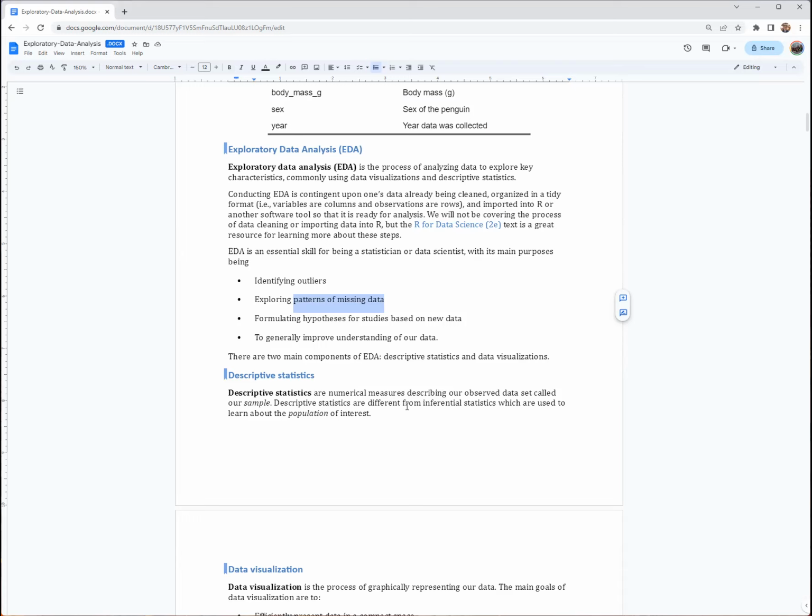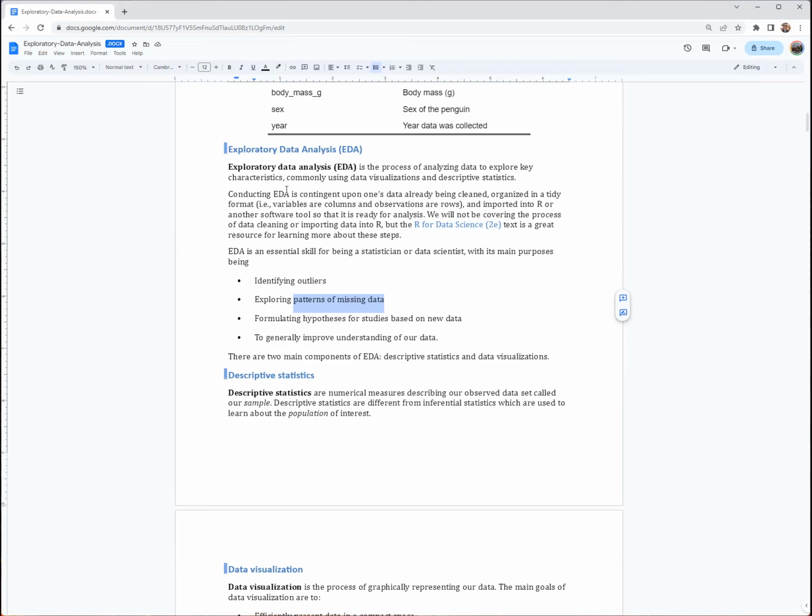EDA is also useful for formulating questions of interest or hypotheses about our data set that maybe we didn't consider before. Sometimes these visualizations can make us realize there might be some type of pattern in the data that we didn't expect, and so we can investigate that further.